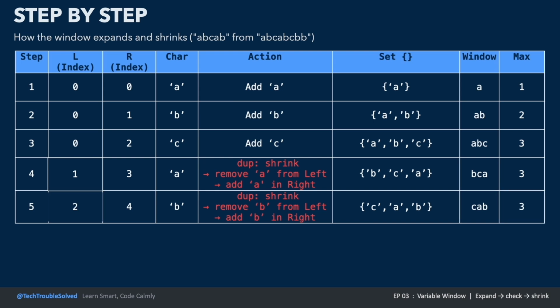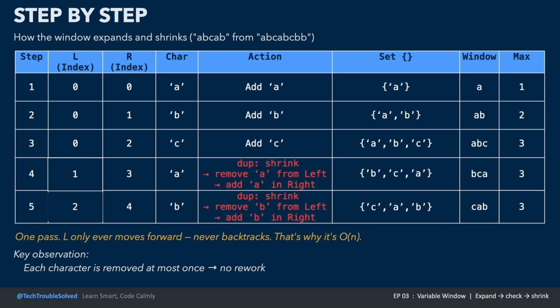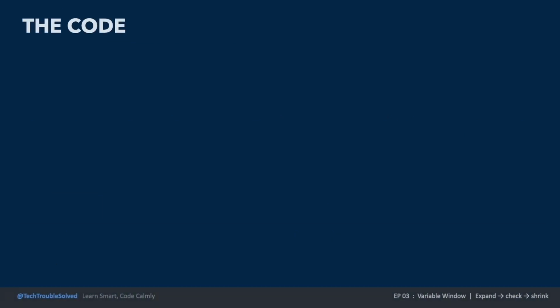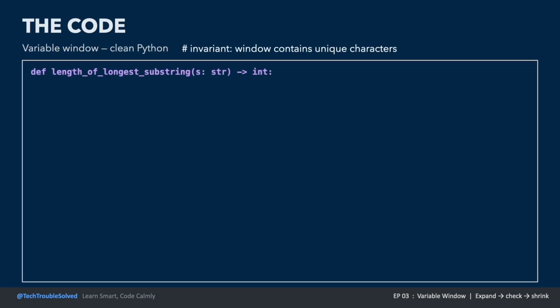Notice something really important here. L started at 0. It moved to 1, then 2. It never went backwards. R also only ever moved forward. Both pointers travel in one direction, always forward. Combined, they take at most 2n steps. That's why this is O of n. That's the whole secret. Alright, now the clean solution. And I am going to walk through every single line so nobody gets left behind.